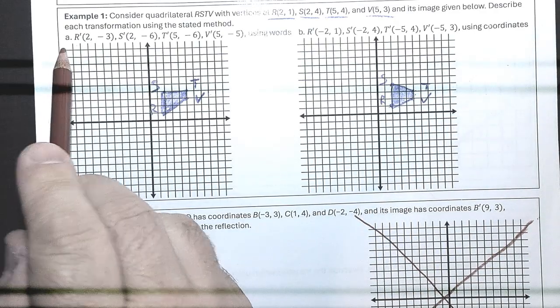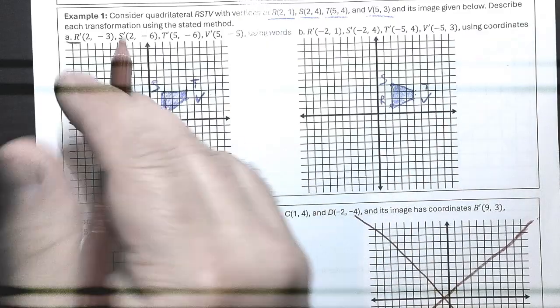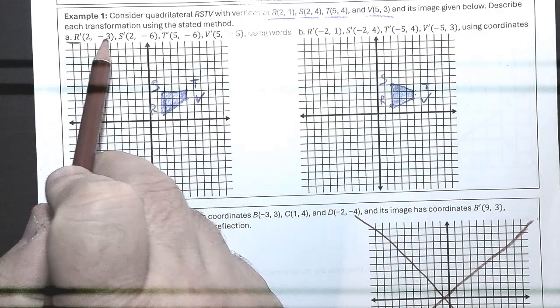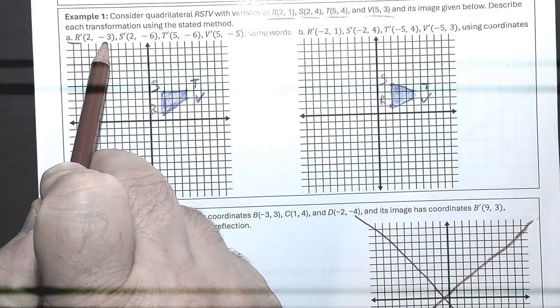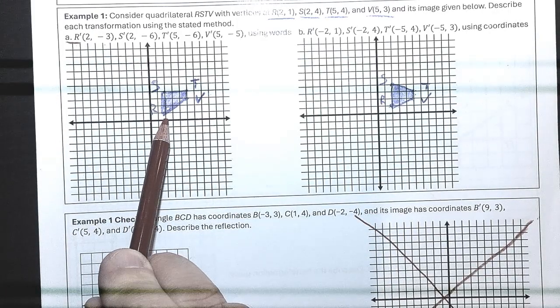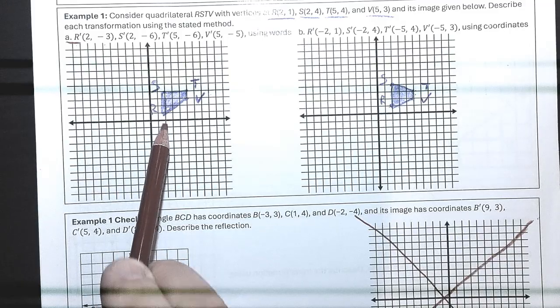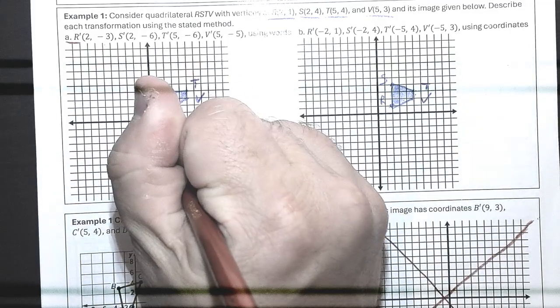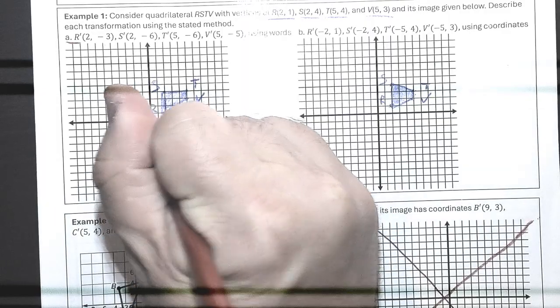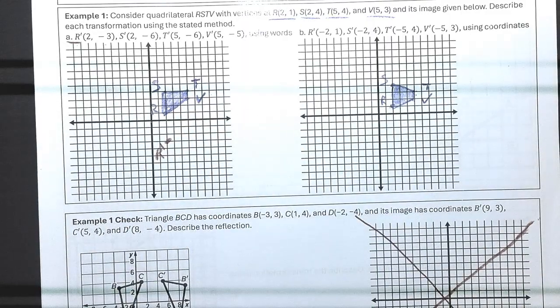All right. So for A, I'll make this one brown. R prime is positive 2, so that's the x. Negative 3 is the y. We start at the origin. Positive 2, so I go over 2, and then the y is negative 3, so I go down 1, 2, 3. Again, this is R prime. Prime because it's the image, not the pre-image.